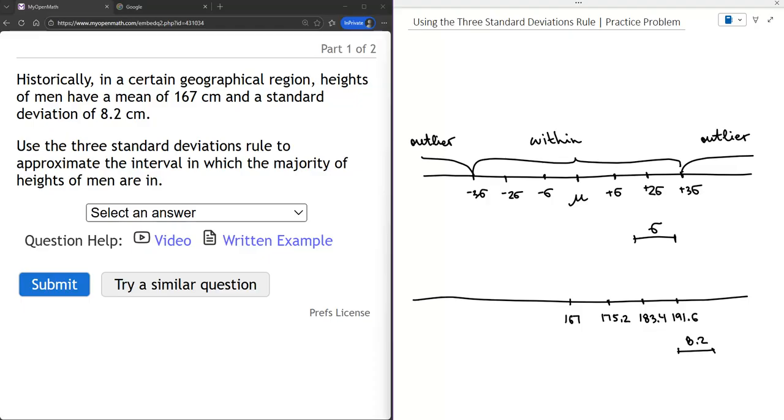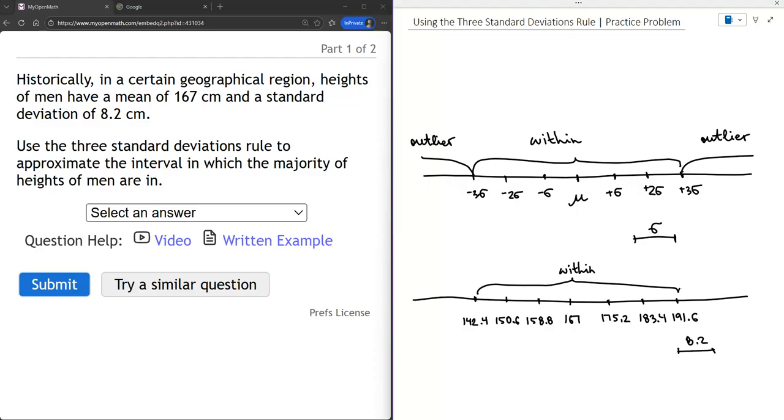191.6. And going the other direction, 167 minus 8.2 is 158.8. 158.8 minus 8.2 is 150.6. And 150.6 minus 8.2 is 142.4. So that means most of the data will be here.